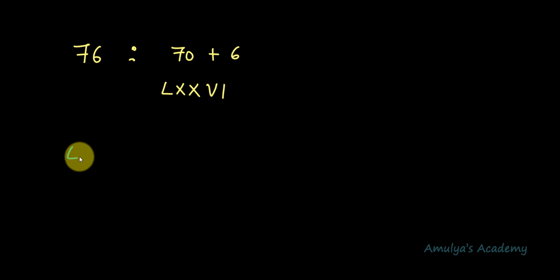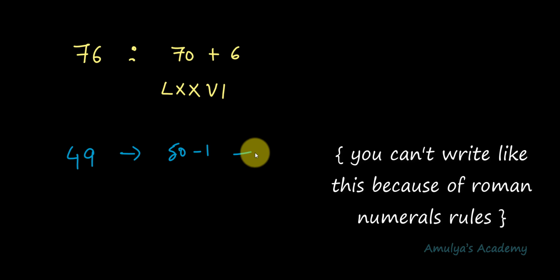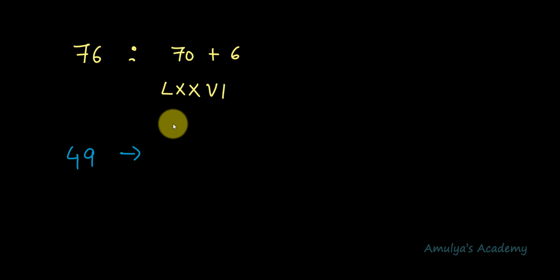If you want to write the representation of 49, don't take 50 minus 1 and don't write like this. No, it is not the representation of 49. Here you need to take 40 plus 9, and to represent 40 we know XL and 9 is IX. So this is the representation of 49.